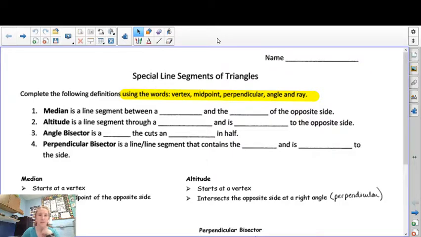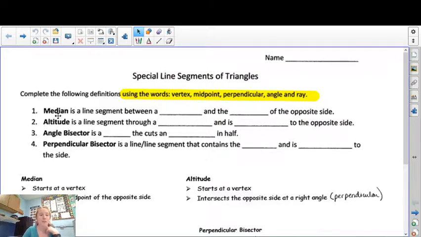All right, guys, today we're going to talk about special line segments of triangles. We're going to complete the following definitions using the following words: vertex, midpoint, perpendicular, angle, and ray. A vertex is a specific point. The midpoint is in the middle. Perpendicular creates 90 degrees or right angles. An angle is two rays together, and a ray is a single line.